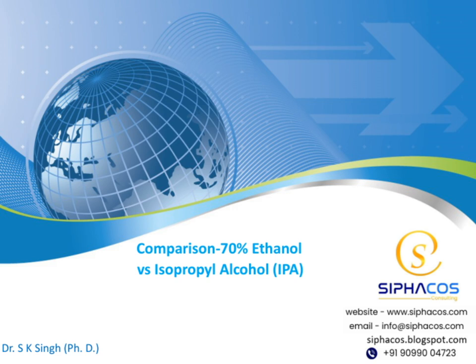Today, we'll be exploring a comparison between 70% ethanol and isopropyl alcohol, or IPA. Over the next few minutes, I'll guide you through their differences, uses, and effectiveness. So let's dive right in and see what makes these disinfectants unique.